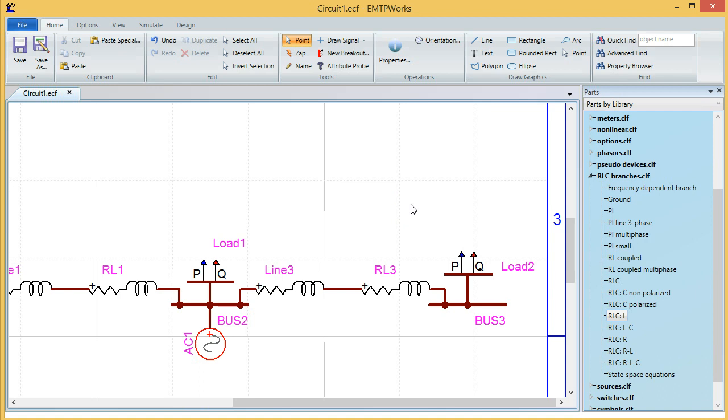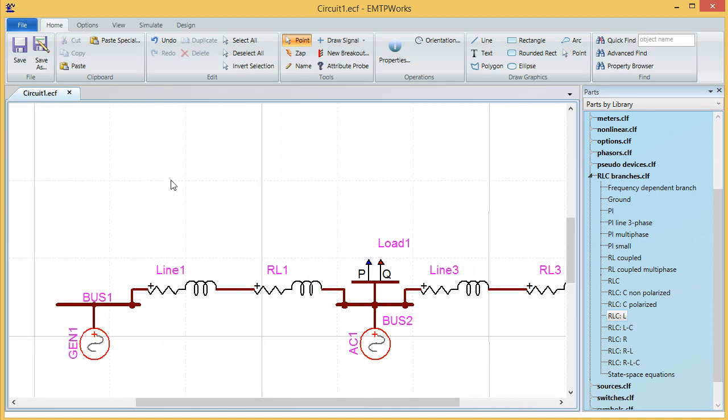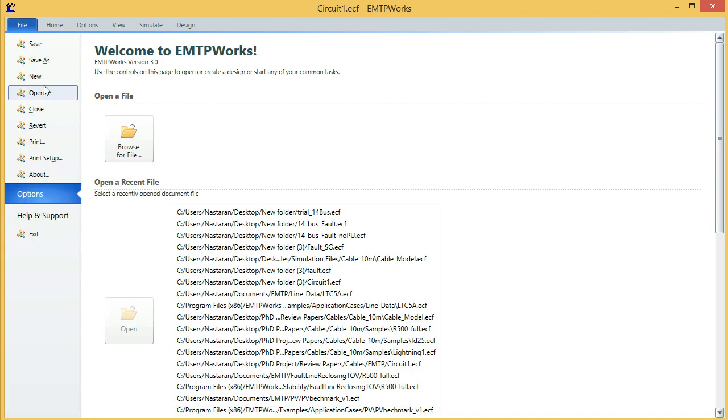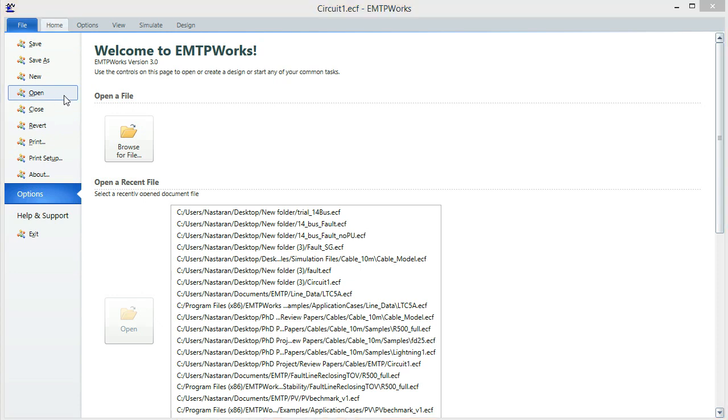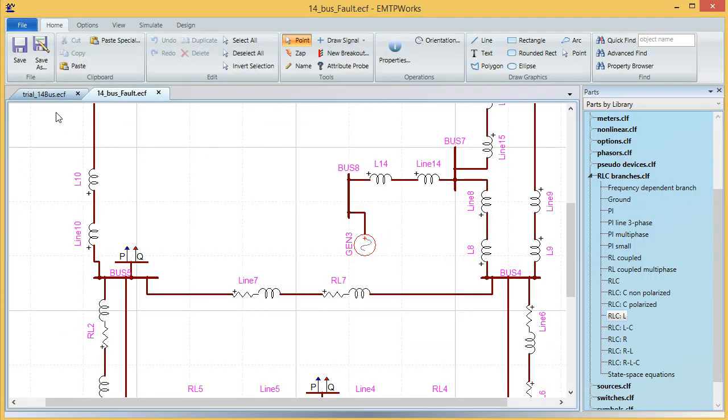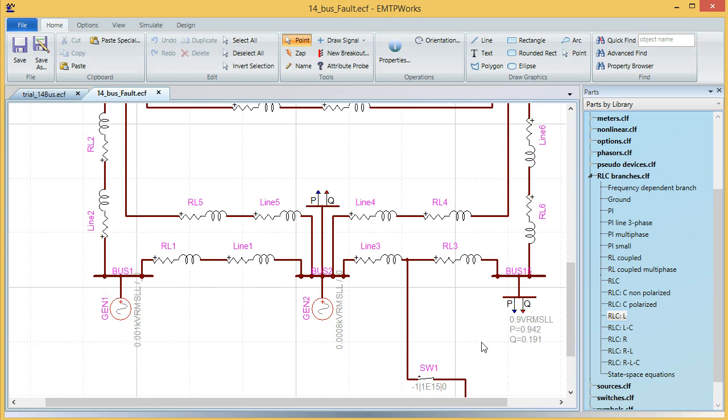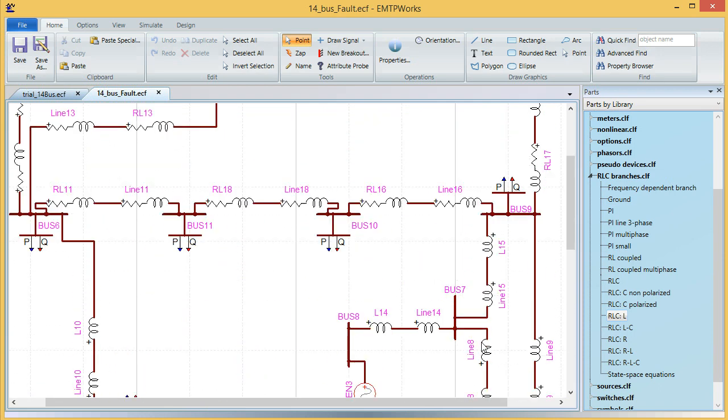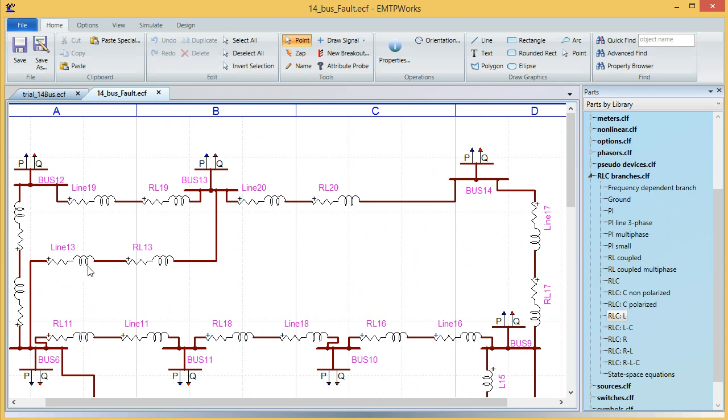Because it takes a lot of time to model the whole structure over here, I already have a ready structure in EMTP, and I'm gonna load that, and we are going to do the fault analysis over that one. Okay, so let's load the original one, the complete model. This is the complete model, and as you can see, I have modeled everything over here, the 14 buses, the loads, and everything.